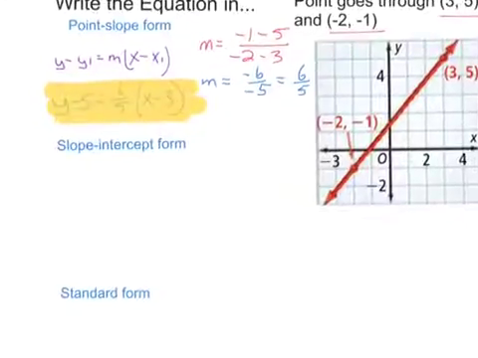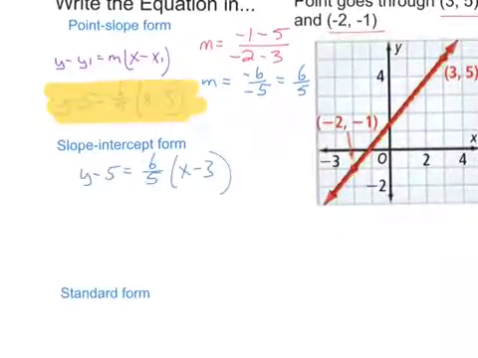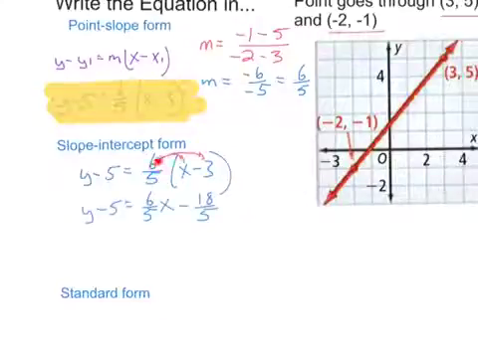Now let's write it in slope-intercept form. For slope-intercept form, we need to solve for y. So what we're going to do is distribute the 6/5 to the x minus 3. Then we will add 5 to both sides, and that'll have us in slope-intercept form. And distributing 6/5 times x, we get 6/5 x, and 6/5 times -3 is going to be -18/5.